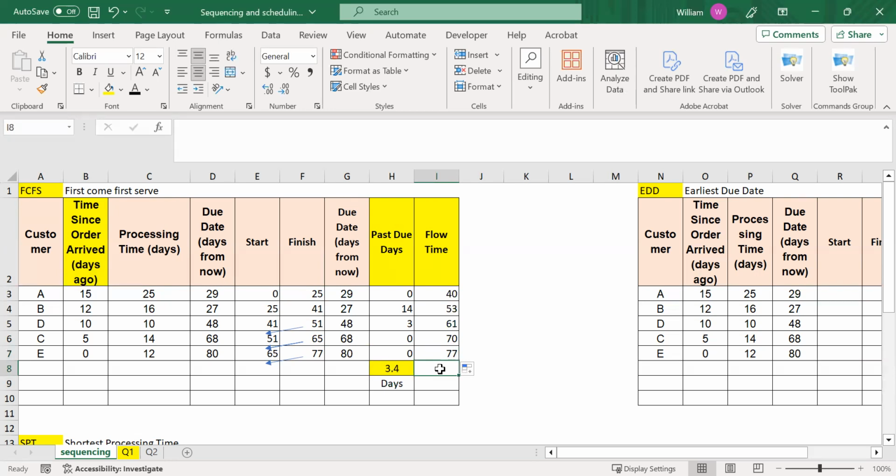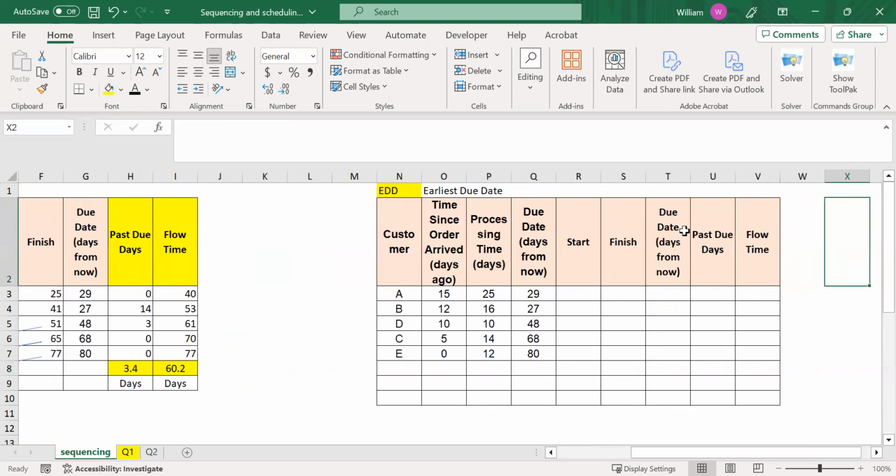Okay. So at the bottom of this, I'll again calculate the average flow time. Equal average of these 5 values here. Okay. And my average flow time is 60 days for that specific customer, for this specific business. Okay. So that completes this first part of the question. I was interested in how many days past due on average do we have? What's the average flow time for this specific business? We've done all that. We can now compare this with the second approach, which is the earliest due date approach.